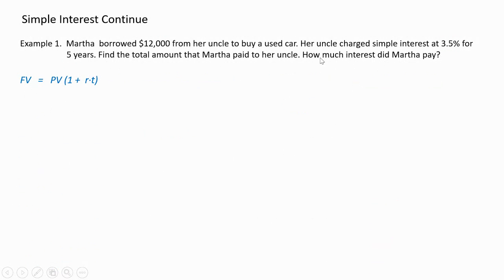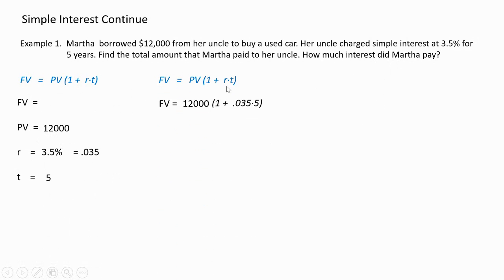So to find how much interest Martha paid, we have to subtract. We're going to find the future value minus the present value, which will give us the interest. How much interest did Martha pay? But let's find the future value first. So the present value is 12,000. The interest rate is 3.5%, which is 0.035. The time is 5 years. So plug everything in.